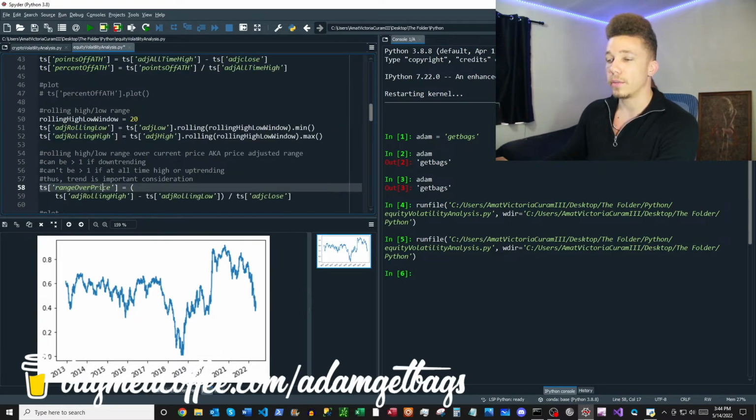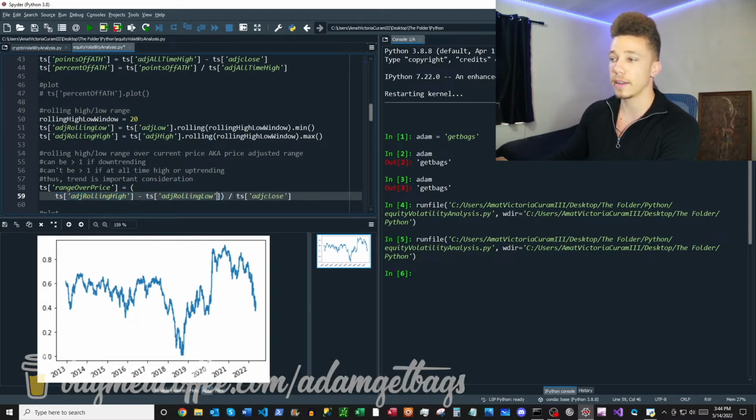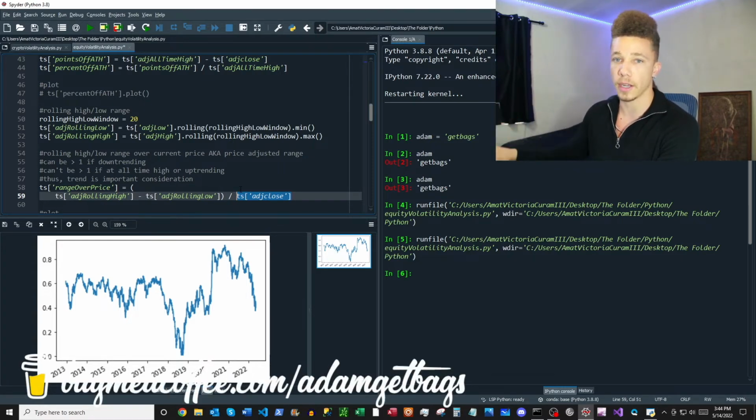Okay, so we have the range over price. So when we subtract the low from the high, we have a range, but we need to adjust that for the current market price. So it's a percentage, so it scales. And the whole thing about these percentages is that you can compare time series. If you want to compare a low price stock to a high price stock, you need to adjust by the price.